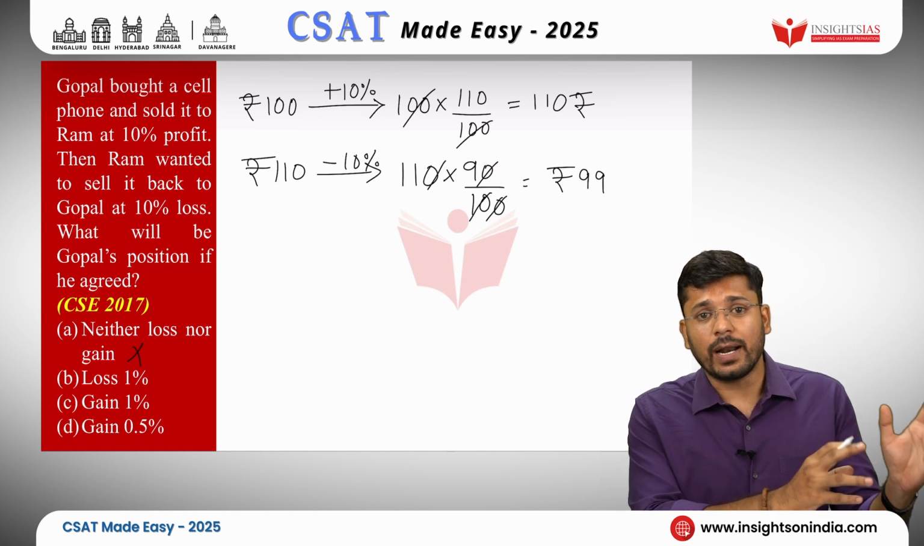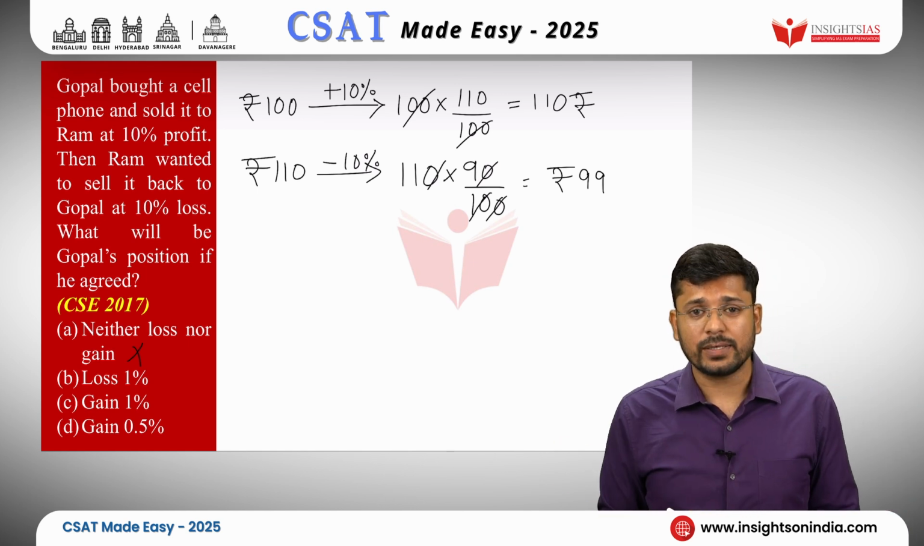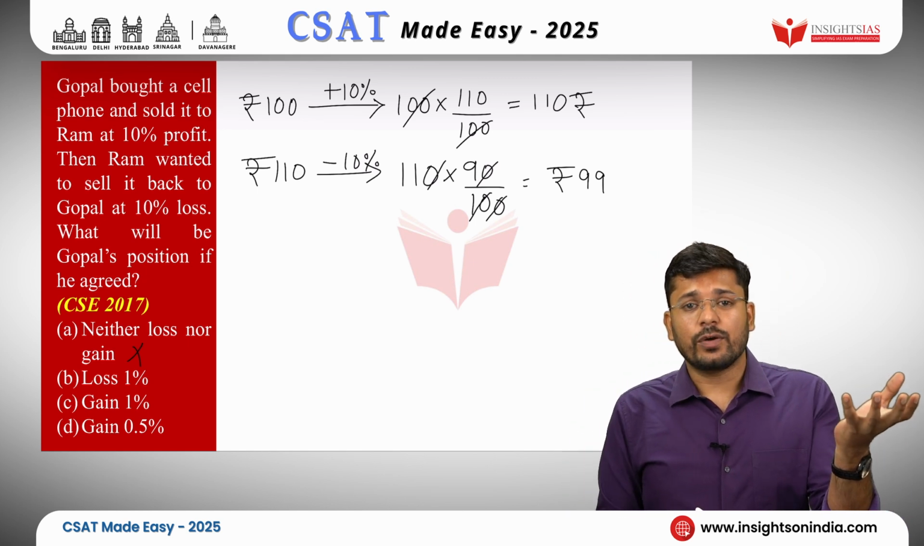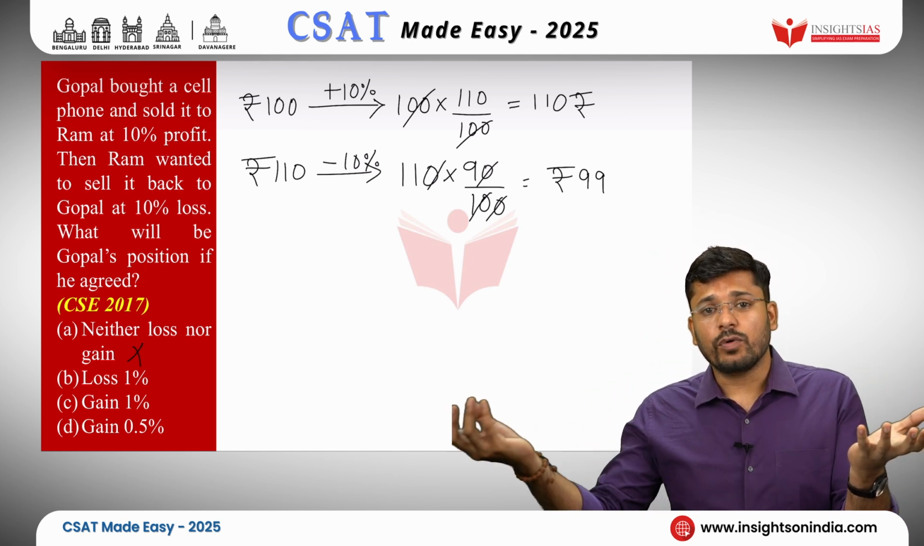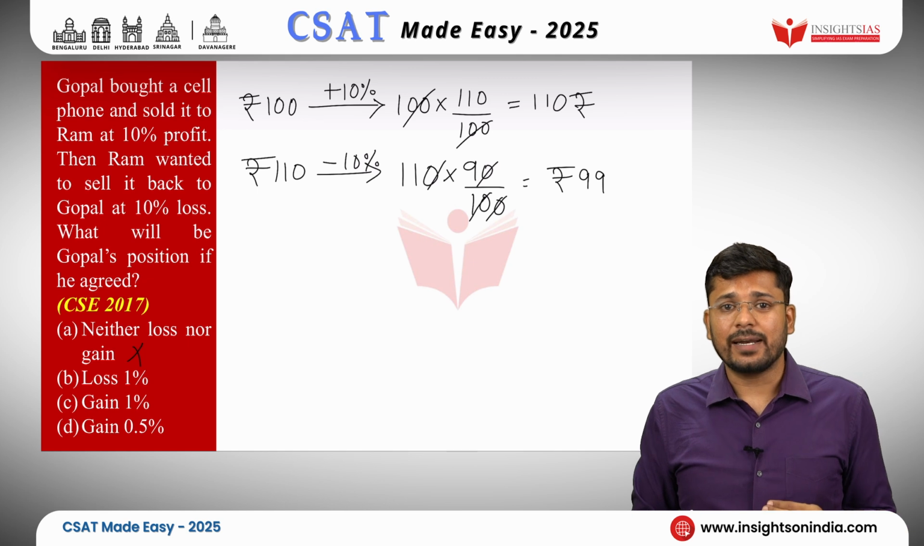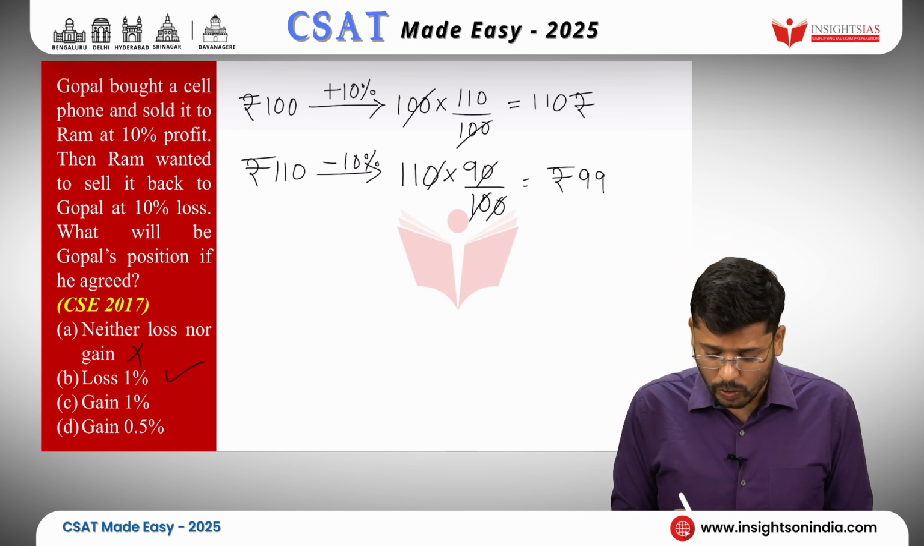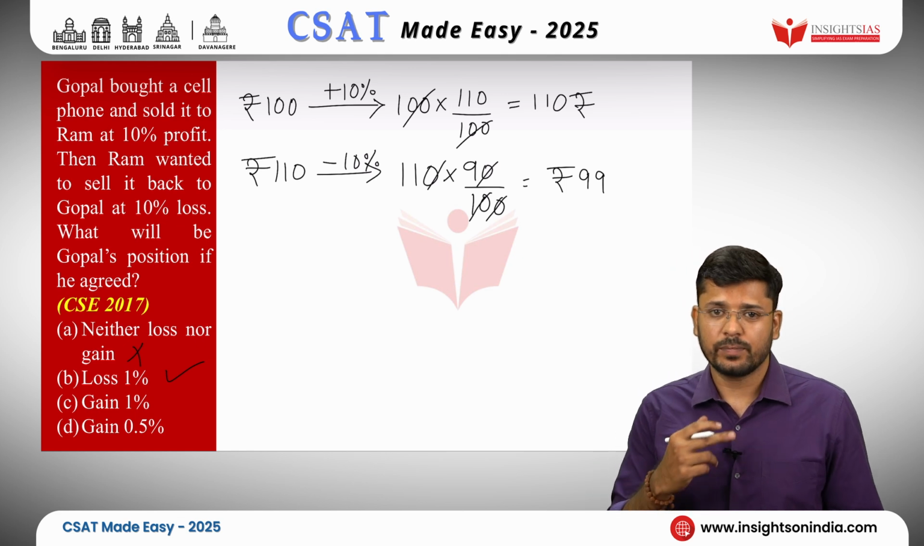Okay, if Gopal agreed to buy it back at 99 rupees, what would his position be? Initially, the price of it for Gopal was 100. Now, if he buys it back at 99, he will be at a loss of 1%. Okay, we will look at the next question.